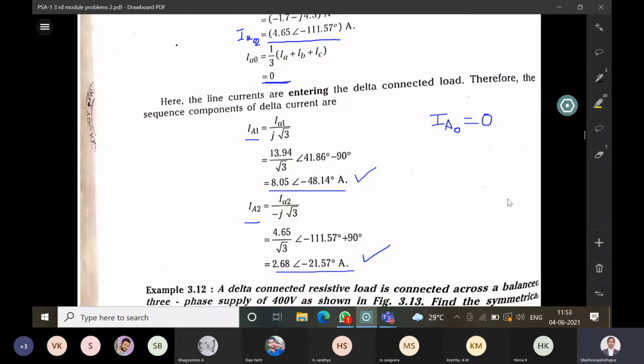Got the answer? IA1 is 8.05 at an angle minus 48.14. IA2 is equal to 2.68 at an angle minus 20.57. Is it correct?